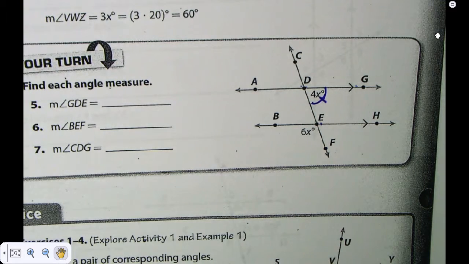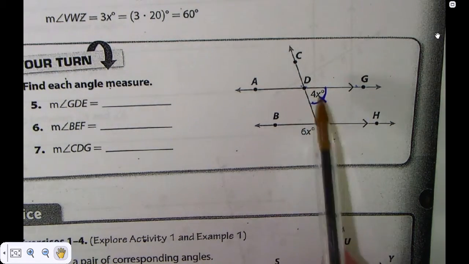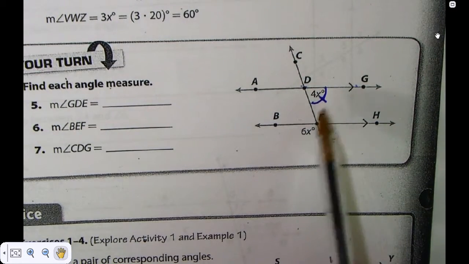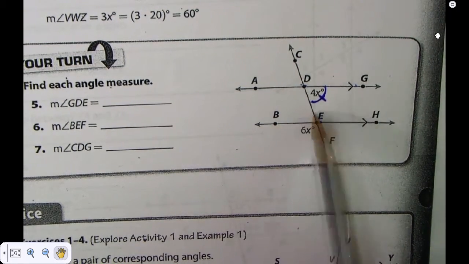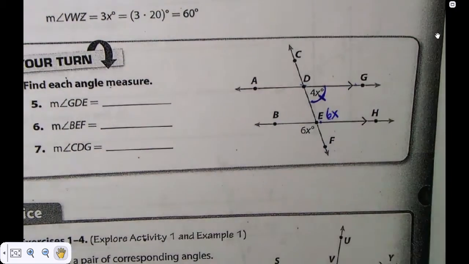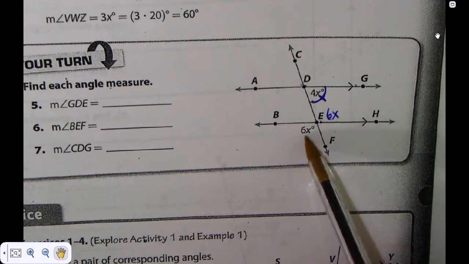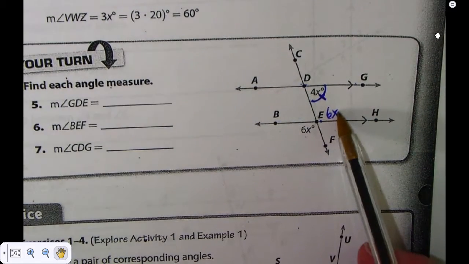David, tell me something you know about the diagram. E is 6x. Well, you can't say E because that could be all of these. You mean D, E, H, or excuse me, HED. This one right here. How did he know that was 6x? It's vertical. Guys, say it. Vertical. It's vertical to this one. If that's 6x, that's 6x.